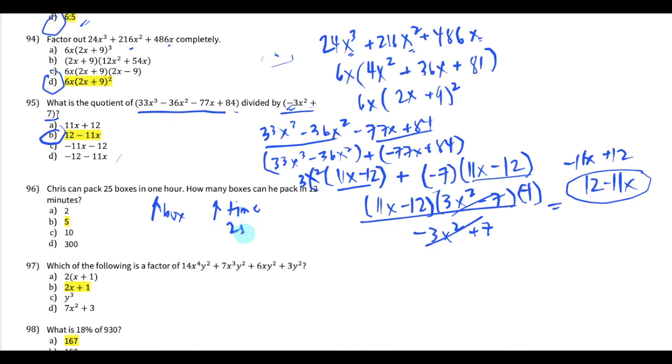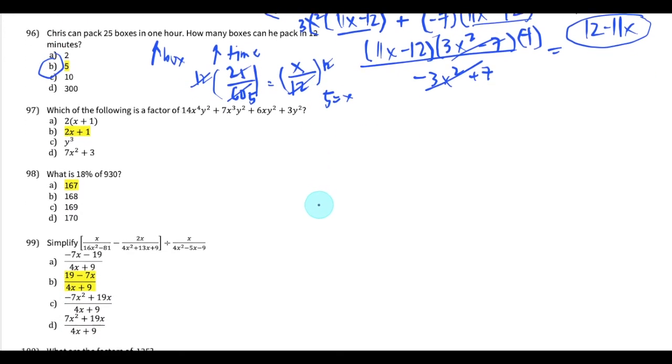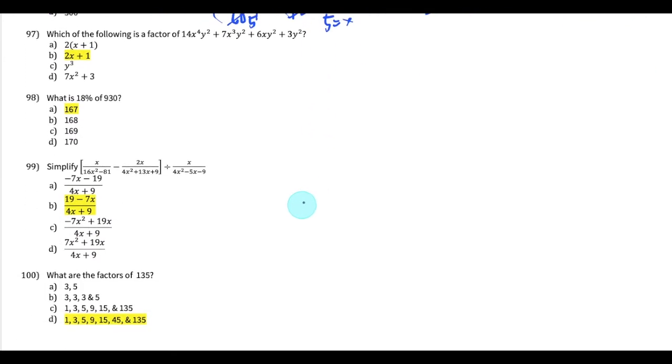So divide 25 in 1 hour. So since naka-minutes to, 60 minutes is equal to how many boxes can he pack in 12 minutes? Multiply both sides by 12. Cancel, cancel. 12 and 60, cancel, cancel. May iwan dito is 5. Okay, 25 divided by 5, that's equal to 5. So we have x is equal to 5. Or letter B.